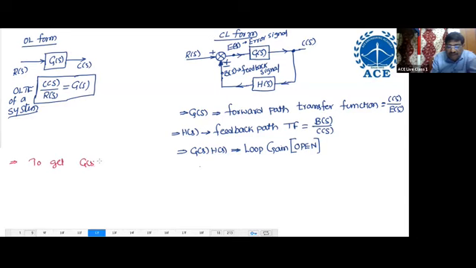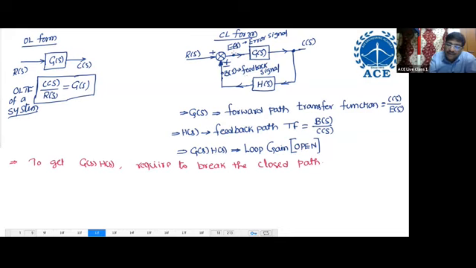To get G of S, H of S, we are required to break the loop. It is a closed path, na? It is required to break the closed path. Then only it is possible to get GH. Otherwise, it's not possible. You write at one place, you don't get GH. So that's why it is required to break the path.